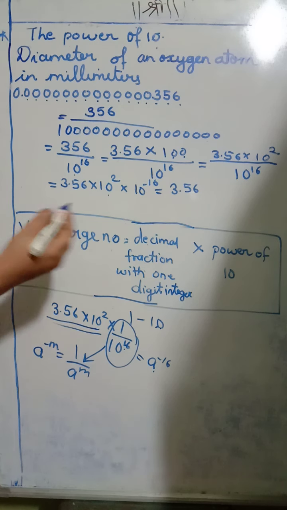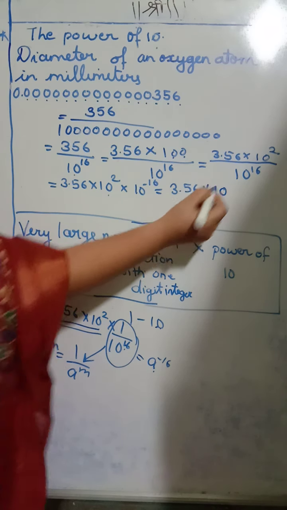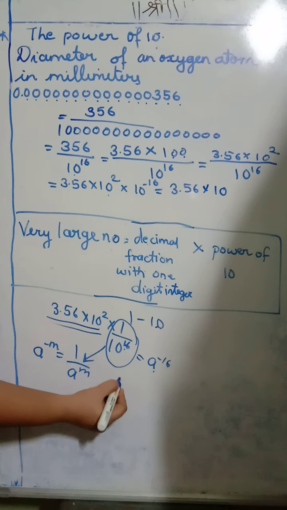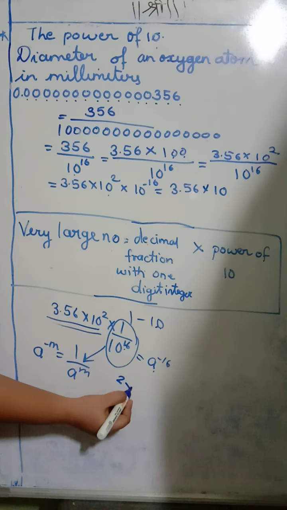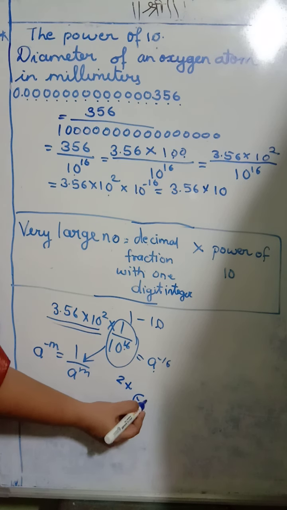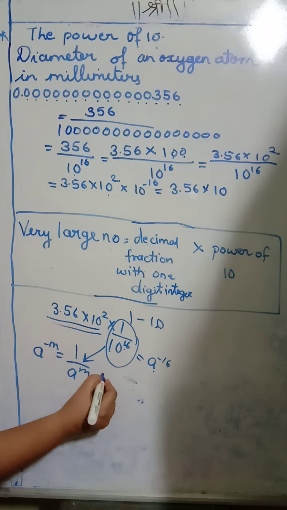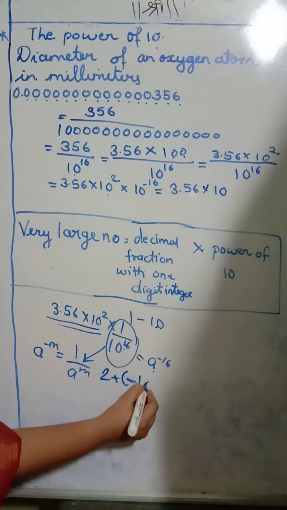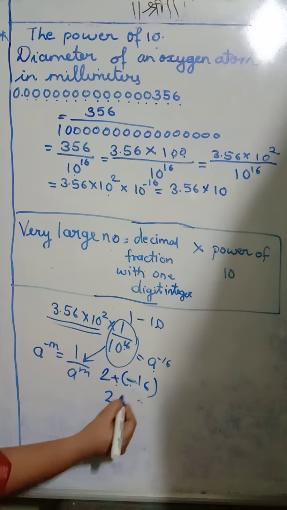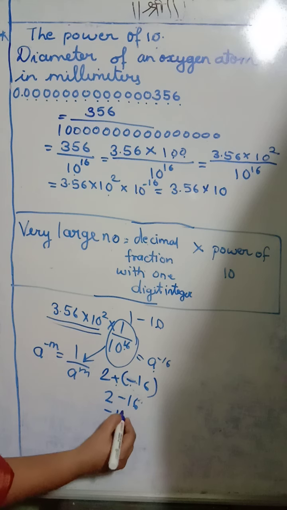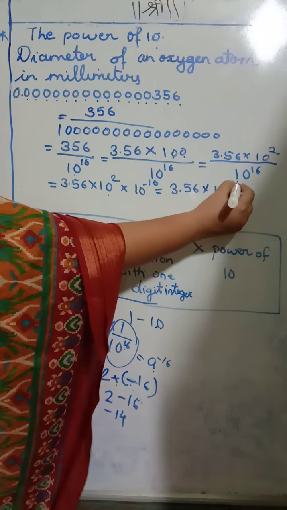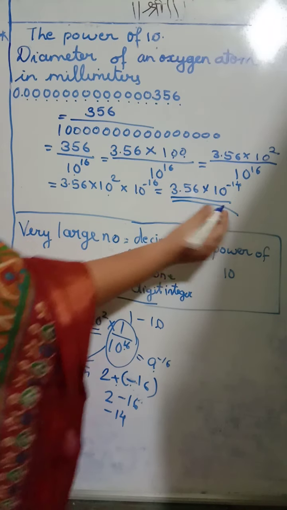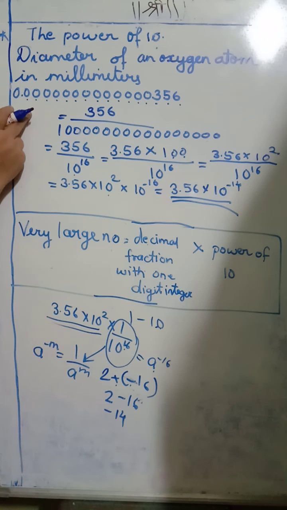Base is the same, so we will write 10. The indices are 2 and negative 16. Are we adding in multiplication? So we write 2 plus negative 16, that is 2 plus minus 16, and the answer will be negative 14. So it is 10 raised to negative 14. So this is the standard form of a very small number.